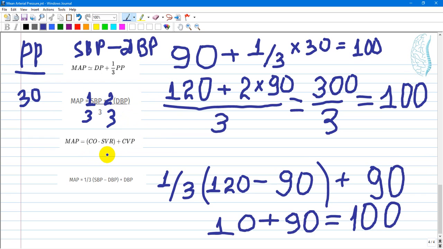Another one is cardiac output multiplied by systemic vascular resistance plus central venous pressure. And the last one is 1/3 of systolic blood pressure minus 1/3 of diastolic blood pressure plus diastolic blood pressure. So if we use normal blood pressure 120/80 and put these numbers in every one of these formulas, we get the same number. The number is 100.